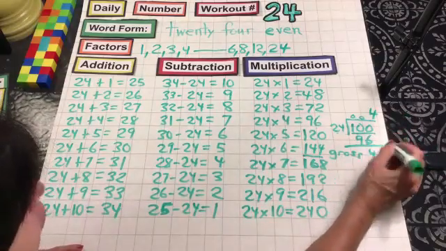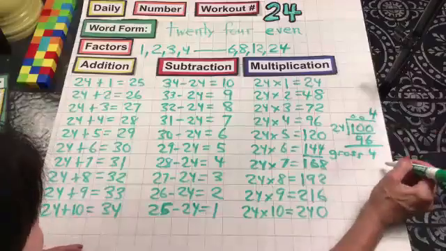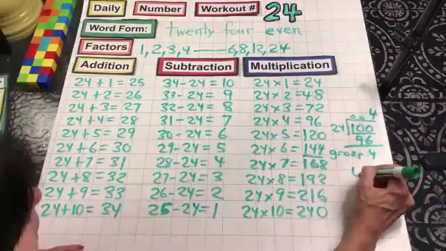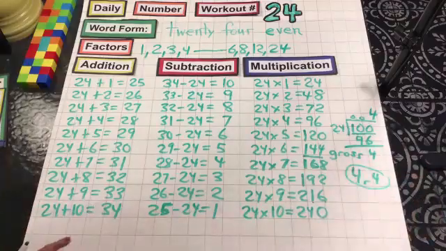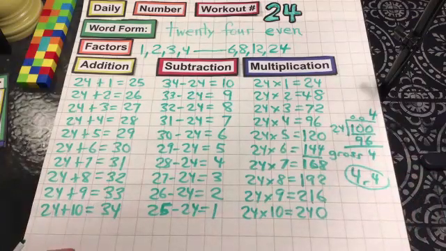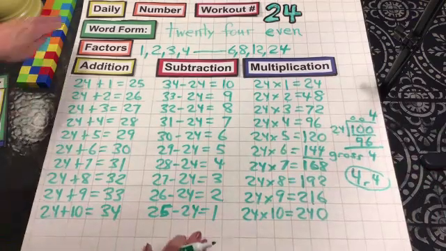Subtract that out, we get 4. So we have a remainder 4. So our answer would be 4 with a remainder of 4. So if we go into the $24 store, we can buy 4 items with $100 and have $4 left over.